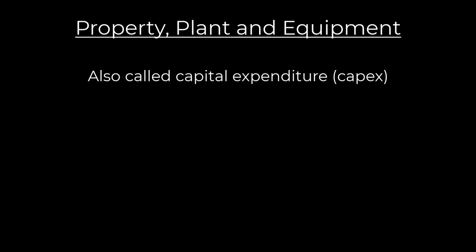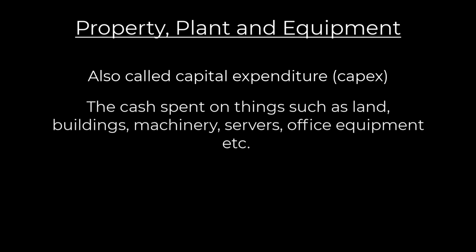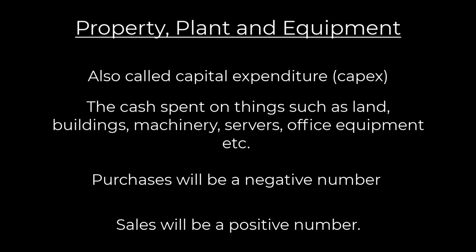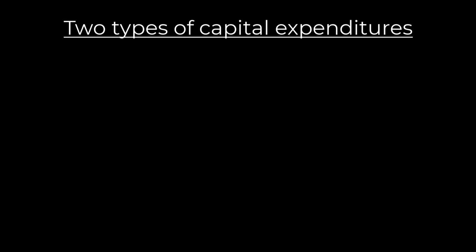Purchase of property, plant and equipment, sometimes called capital expenditure or CapEx, is the cash spent on things such as land, buildings, machinery, servers, office equipment, and the like. When a company purchases property, plant and equipment, it will be a negative number on the cash flow statement. When a company sells property, plant and equipment, it will be a positive number. There are two types of capital expenditures, but they are rarely broken down for us on the cash flow statement.